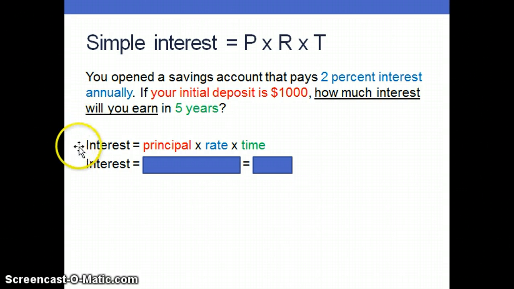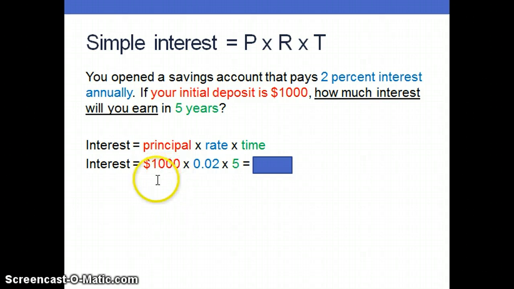Okay, so we're wondering how much interest the bank is going to pay you for keeping your $1,000 in the bank for 5 years. You want to multiply principal times rate times time. Take a minute and write down on your paper what you think the principal, the rate, and the time are. Pause the recording right now while you figure that out, and then in a moment, unpause and see if you're right.